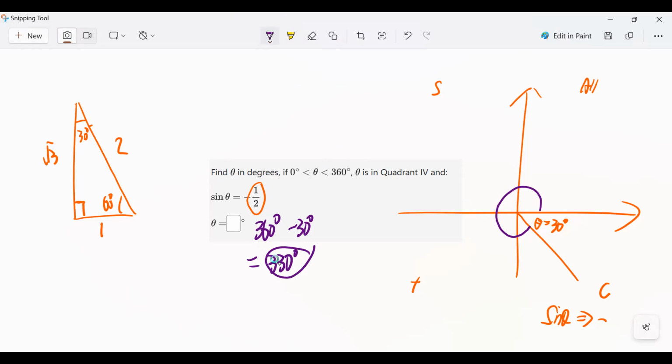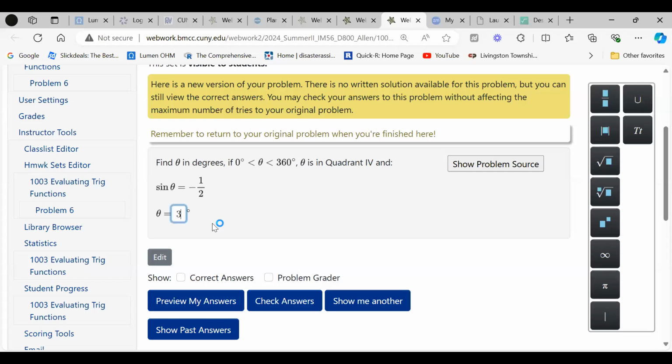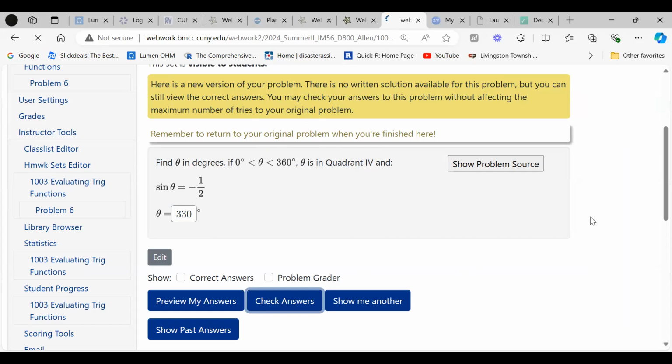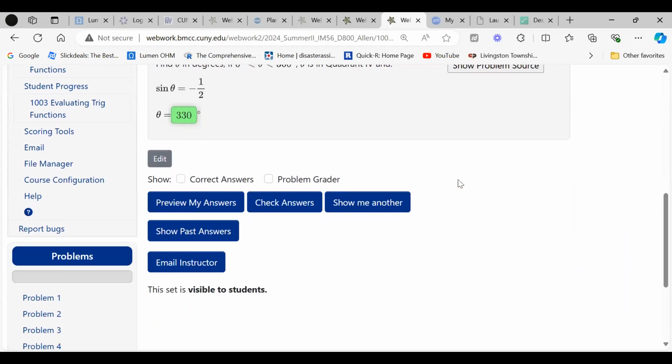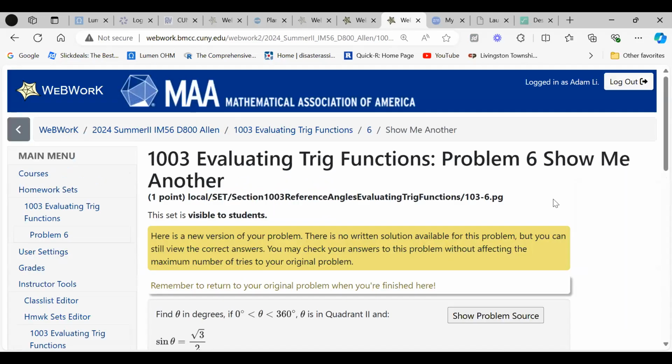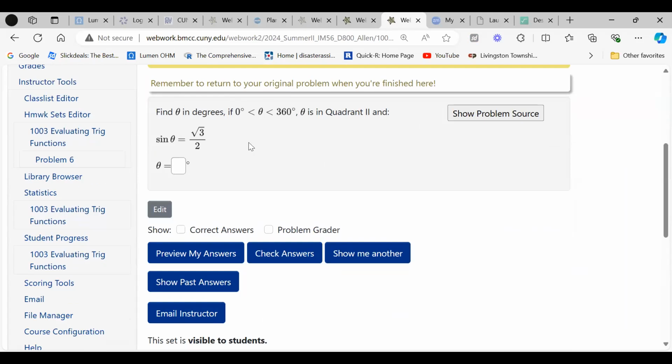Any question about this? So the answer is 330 degrees in the fourth quadrant, quadrant number IV, that's the Roman numeral for 4. So we're going to try another one. Let's see. Okay, let's try this one. This is in quadrant number 2.